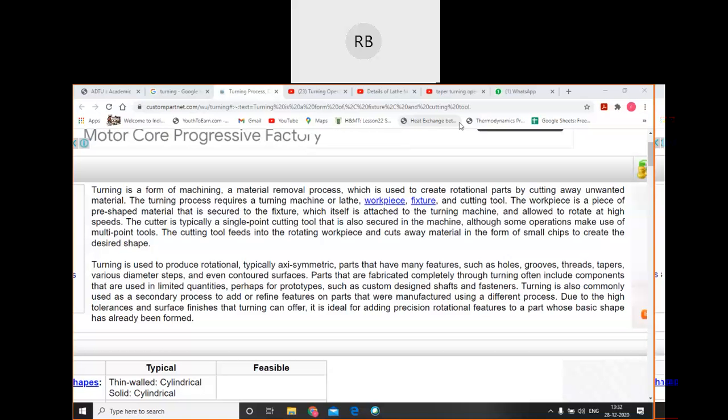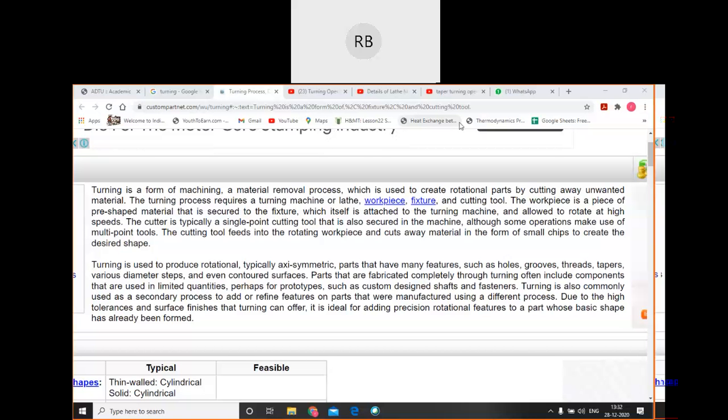What is grooves? I think threads you already understood. Tapers also, I think you can understand what tapers are. Grooves also you will understand, but anyway I will show you how grooves and tapers are done with various diameters, and even contour surfaces. Contour surfaces can also be made. I'll check whether I can show you some video of contour surfaces also.